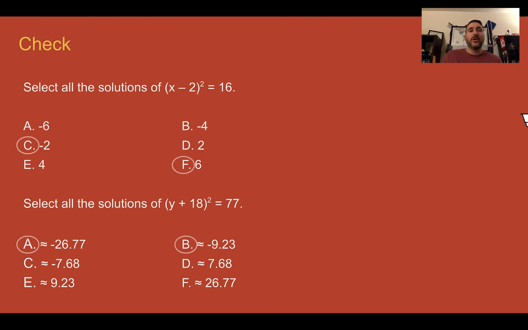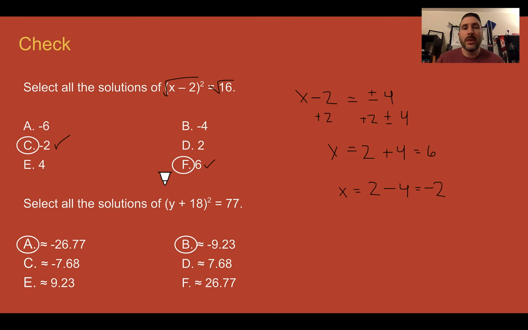Check your answer. For the first one, we should have got negative 2 and 6. If we take the square root of both sides, we end up with x minus 2 equals the square root of 16, which is positive or negative 4. Then we would add 2 to both sides. So I'm going to swing that out front. Positive 2 plus or minus 4. So x would either be equal to 2 plus 4, or x would be equal to 2 minus 4. 2 plus 4 is our 6. 2 minus 4 is our negative 2, which are the two we should have picked.